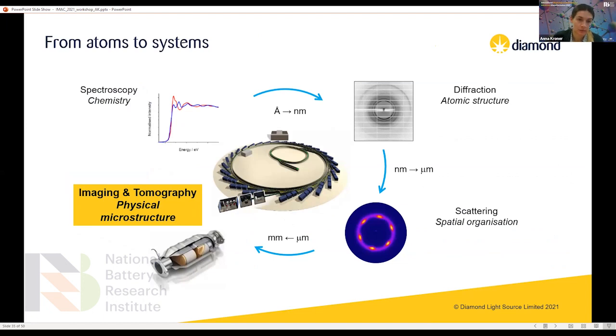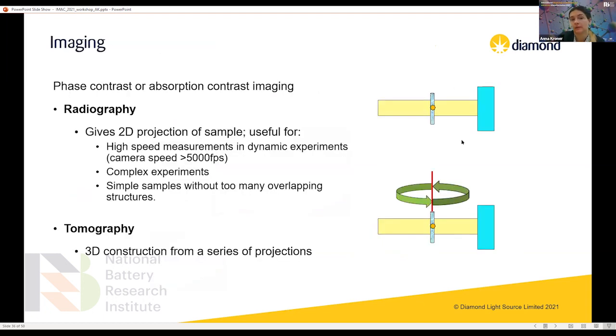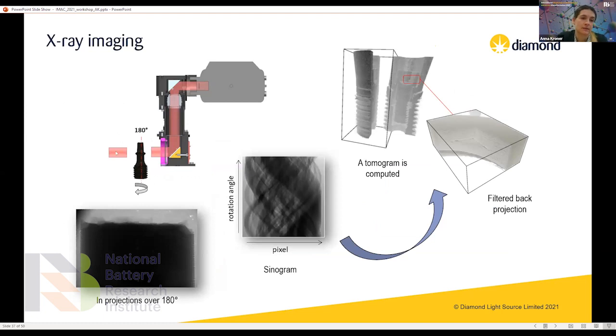So the last technique I would like to focus on is X-ray imaging and X-ray tomography. We can obtain the radiography, so this is the 2D representation of the sample, basically the phase contrast, or we can have the 3D reconstruction of a sample when the sample is rotated during the measurement. So what we have here is a representative sample of an injector, and then the projections are collected at every angle from 0 to 180 degrees.